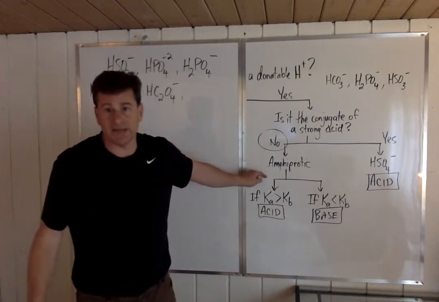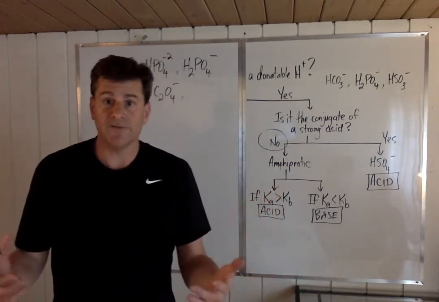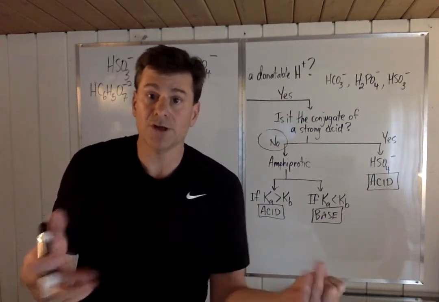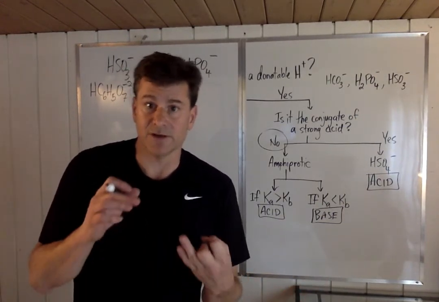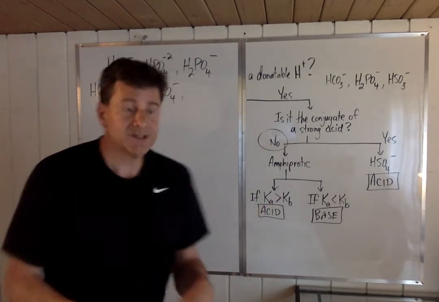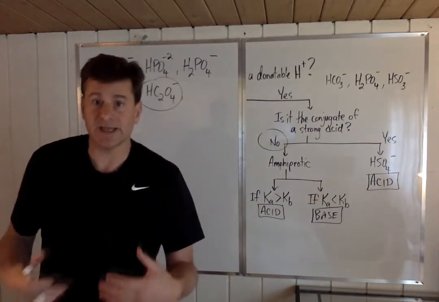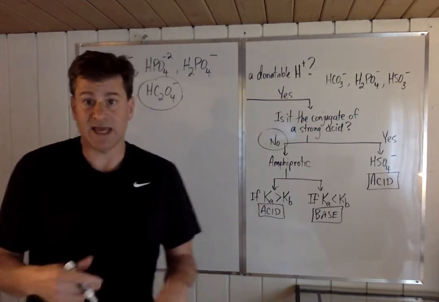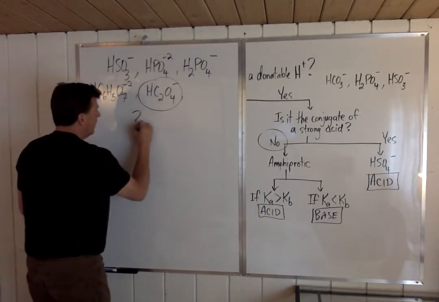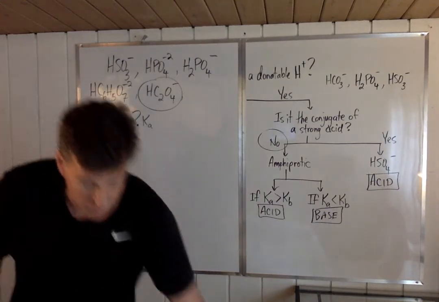You'd be following them down here, right? And then you'd be saying, oh, geez, now I've got these amphiprotic things. They've got donatable H's, but they could also act as a weak base because they're the conjugate of a weak acid. So how do I figure it out? What you do is you take your chemical and you say, what's its Ka? What's its Kb? I'll just use this one right here. So what is its Ka?